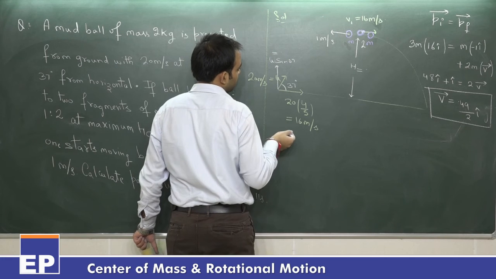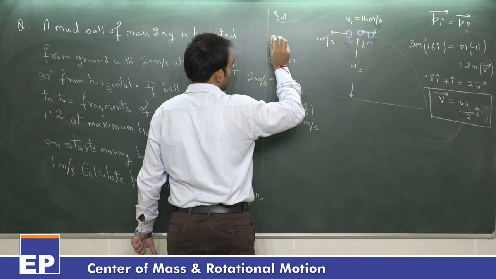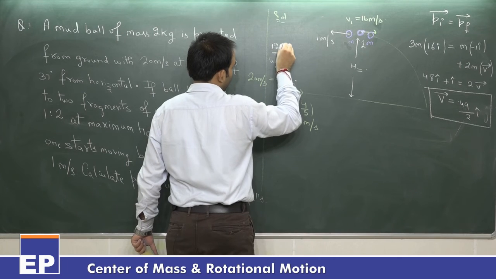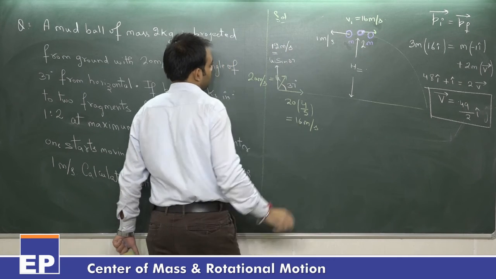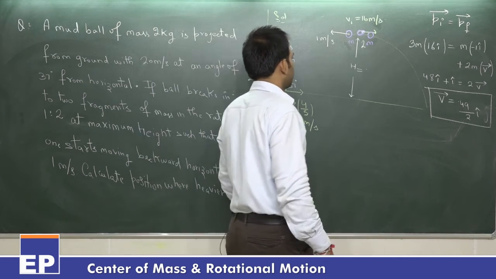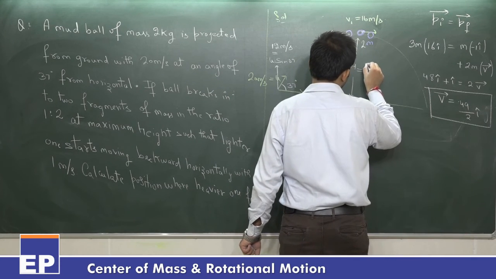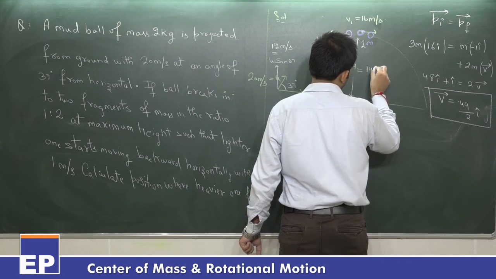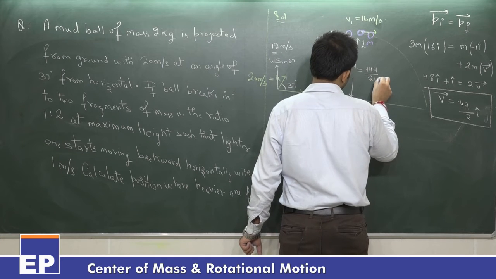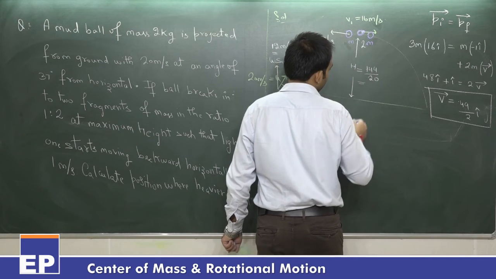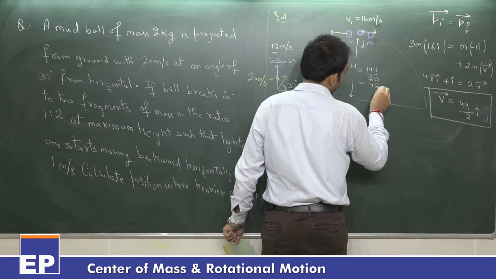Twenty into sin 37. Sin 37 is 3 by 5. So 20 into 3 by 5, that is 12 meter per second. So what is the height? Uy square by 2g. 12 square is 144 by 20. That will come out to be how much? 72 by 10 meter.